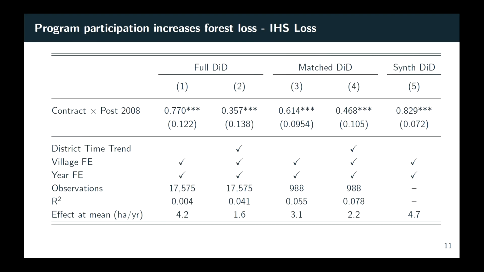And we can see quite strong evidence. So this is evidence for the inverse hyperbolic sine of forest loss. We can see very strong evidence of a treatment effect, with somewhere between, let's say, 30 and 80% increases in forest loss in this region. And the economic magnitude of this is not unbelievably high. So the mean is around 4, 2, 3, 2, et cetera, because remember that in these different specifications, the population is changing a bit. I'm sorry, this is not the mean, this is the effect at the mean. This is the marginal effect at the average forest loss in the region.